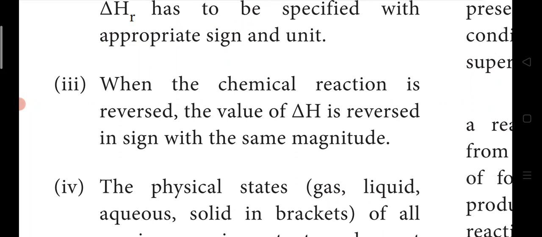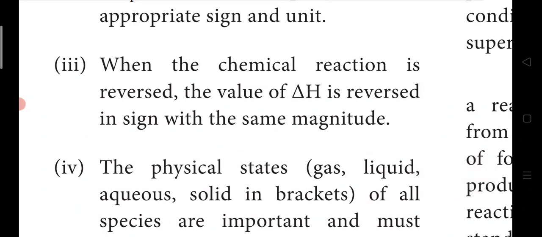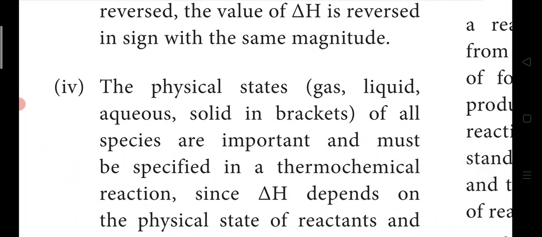When the chemical reaction is reversed, the value of delta H is reversed in sign with the same magnitude. So when the reaction is reversed, if the delta H was initially positive, after the reaction is reversed you have to reverse the sign of delta H also, which means the positive will become negative.